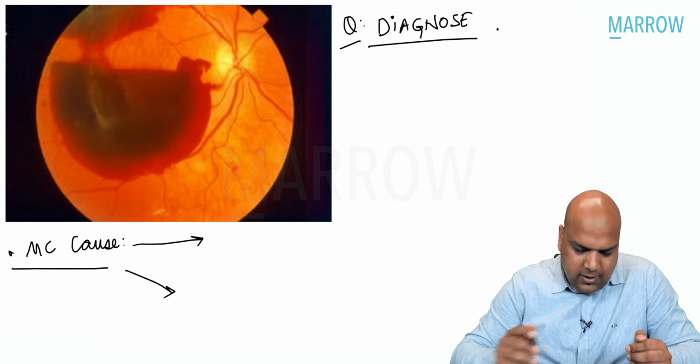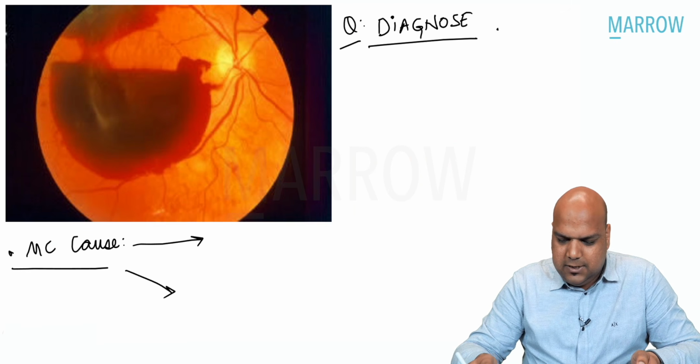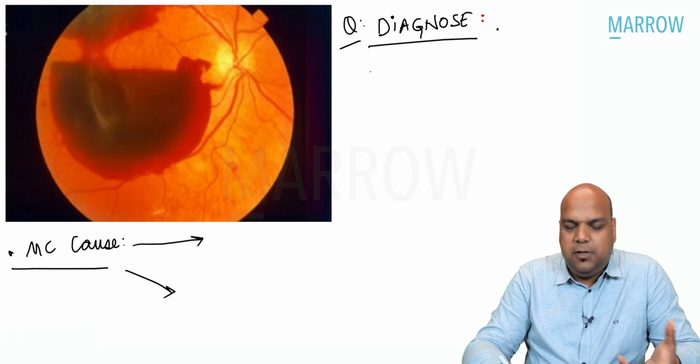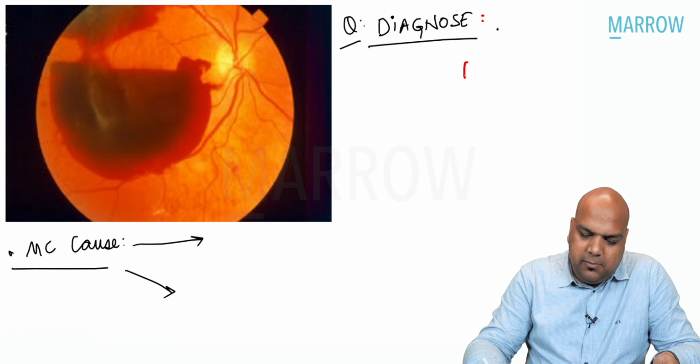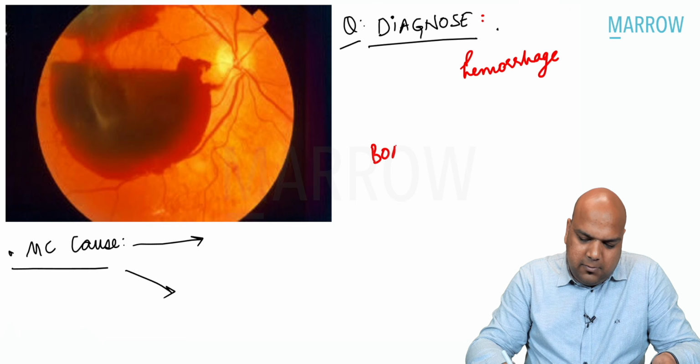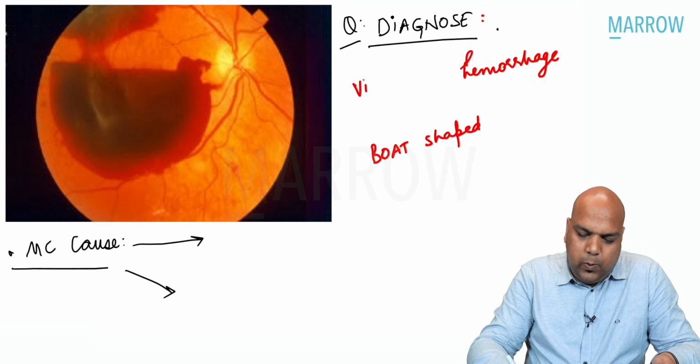Yes. Now, moving on. Okay, very easy image. Diagnose. Yes. 2 clues here. Number 1, it's a hemorrhage. Obviously, it's a collection of blood, so it's a hemorrhage. One word is clear. The second is the shape. What is the shape of the hemorrhage? The shape of the hemorrhage, sir, is boat-shaped. Classic case of vitreous hemorrhage.